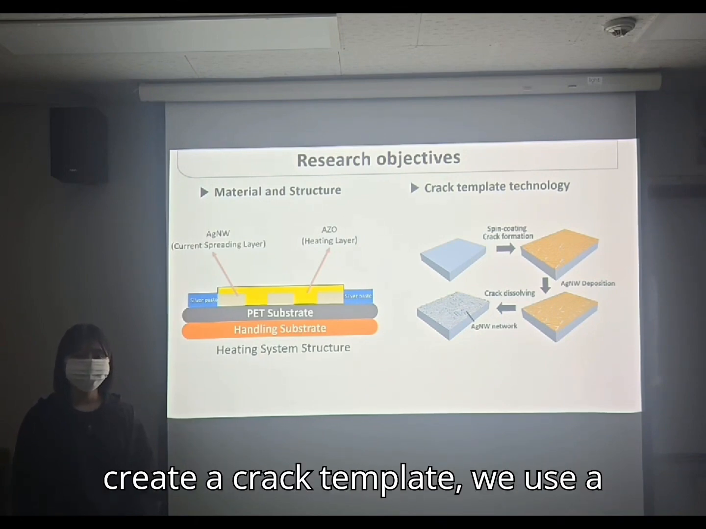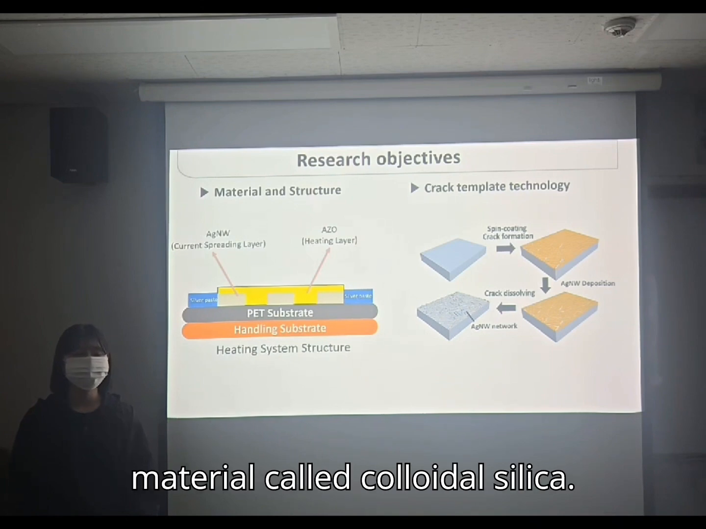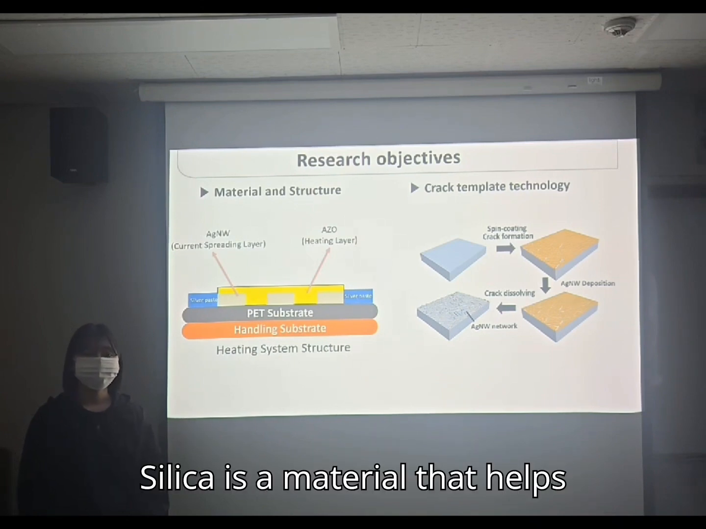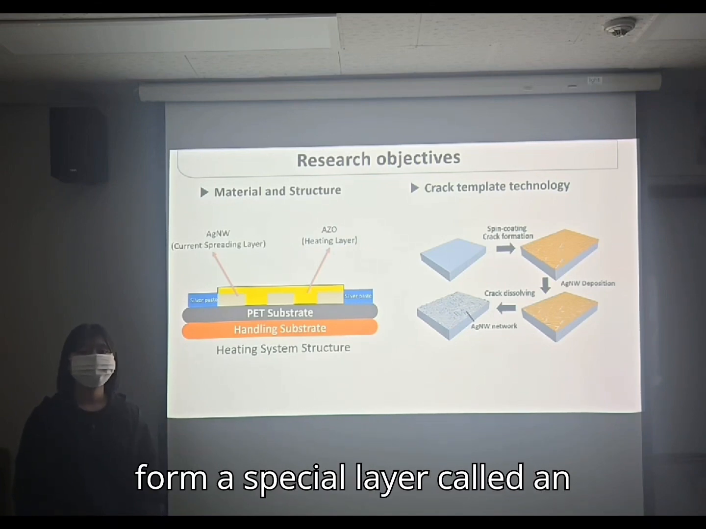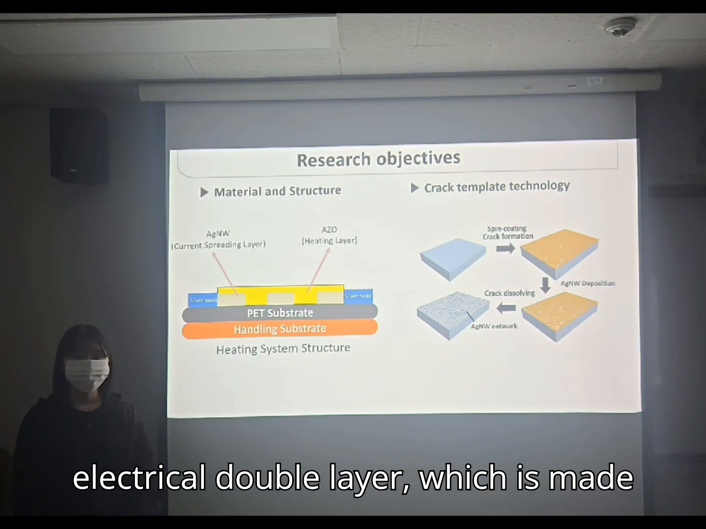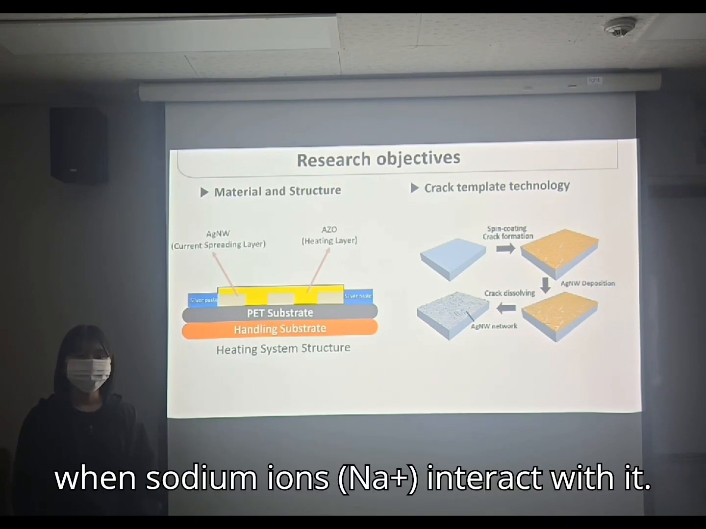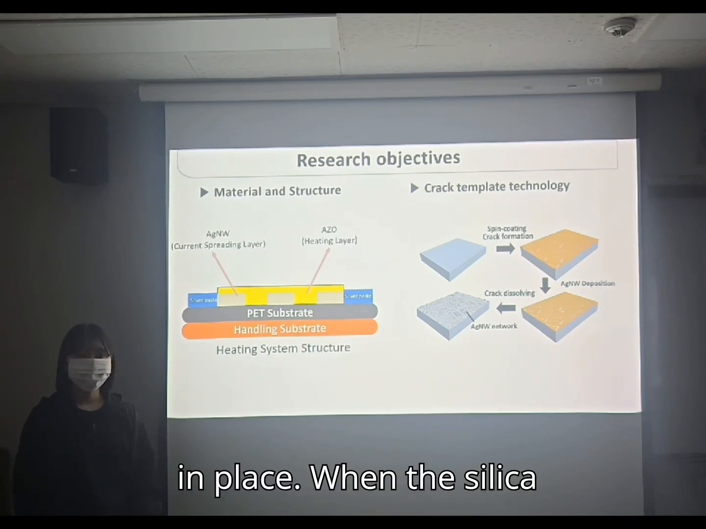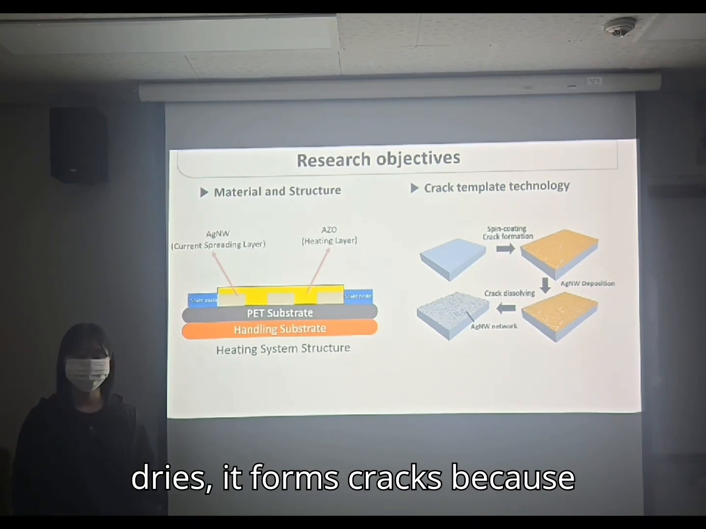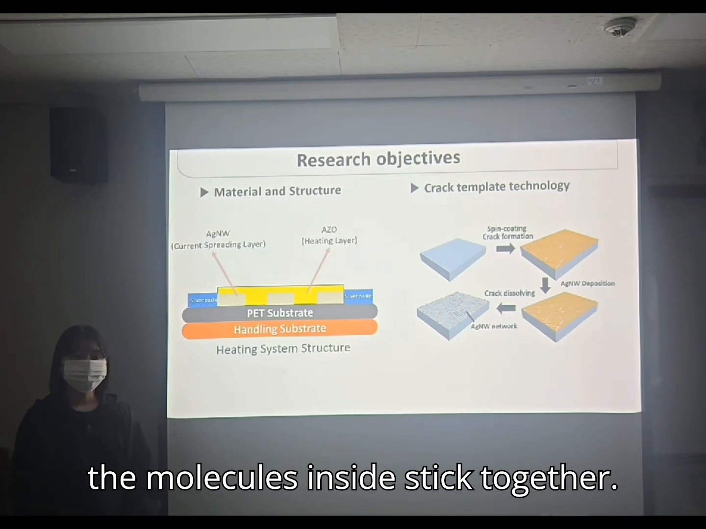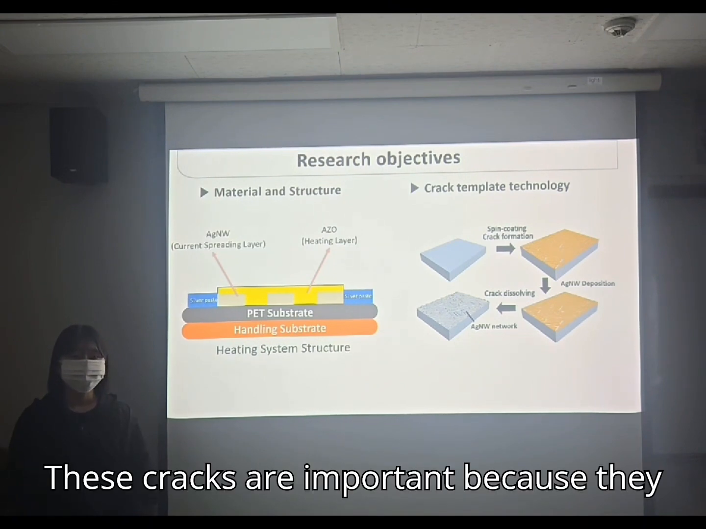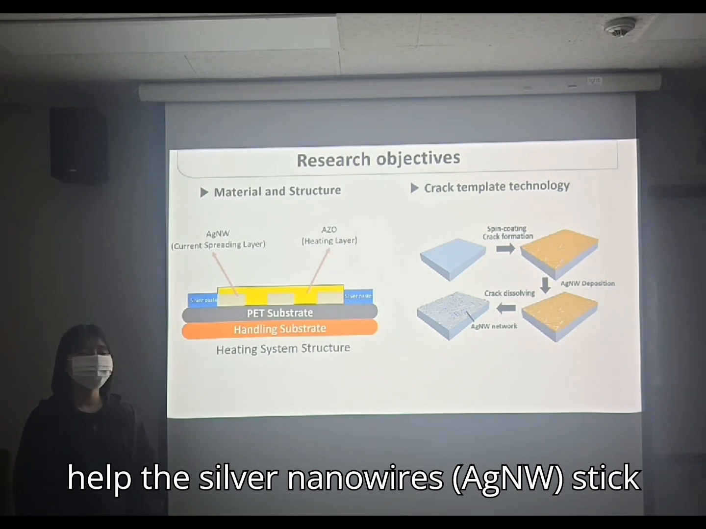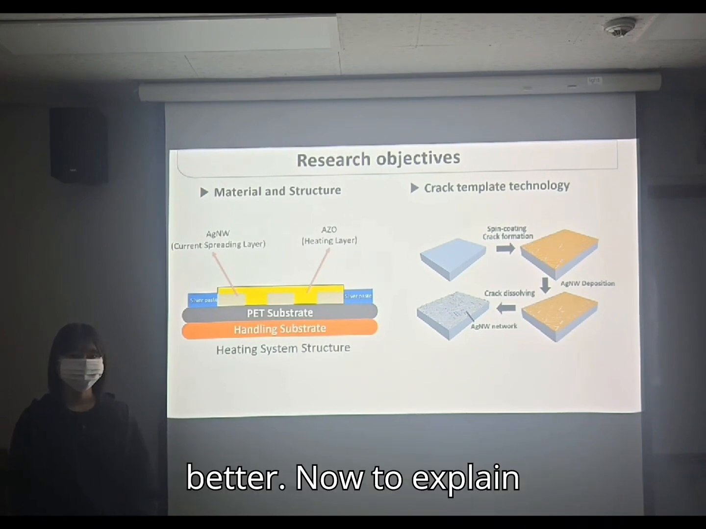To create the crack template, we use a material called silica. Coated silica is a material that helps form a special layer called an electrical double layer, which is made when sodium in the silica particles stay in place. When silica dries, it cracks because the molecules inside stick together. These cracks are important because they help the silver nanowire stick better.